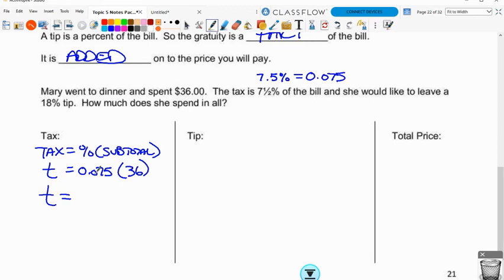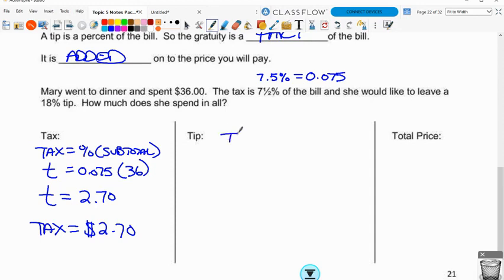And when you punch that into your calculator, you get 2 70 hundredths, okay? Your calculator probably says just 2 7/10, but remember, money needs 2 decimal places, so we put a 0. So for the tax, we end up with $2.70. Next, we need to figure out how much the tip is going to be.